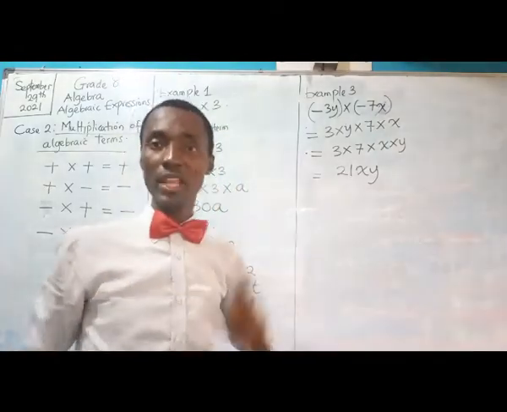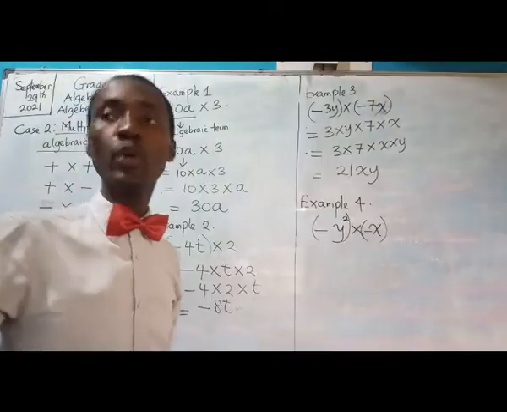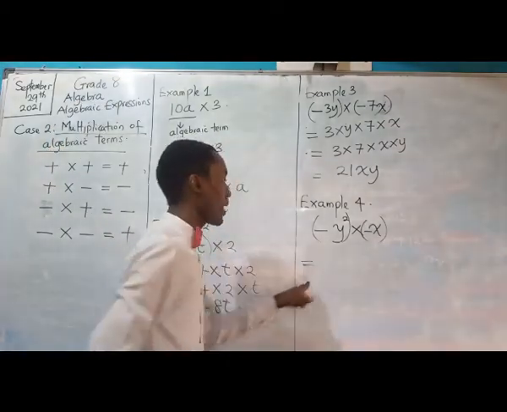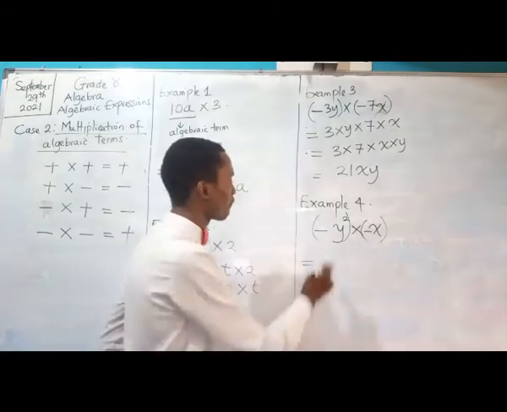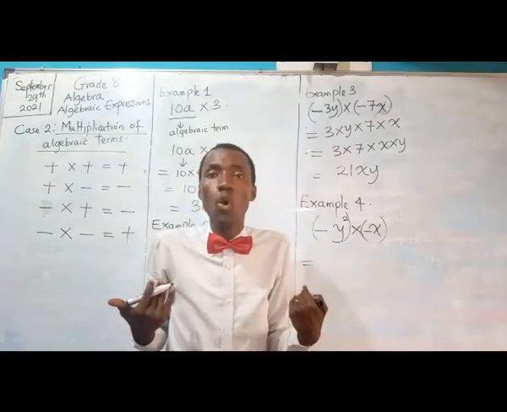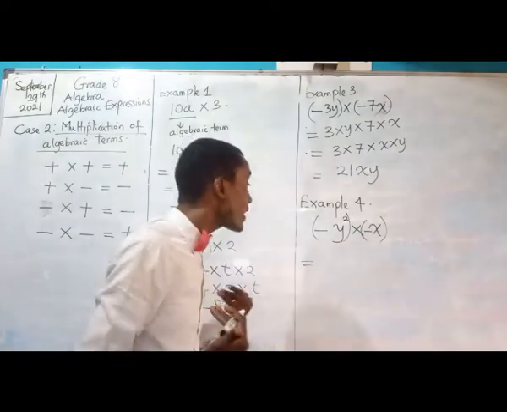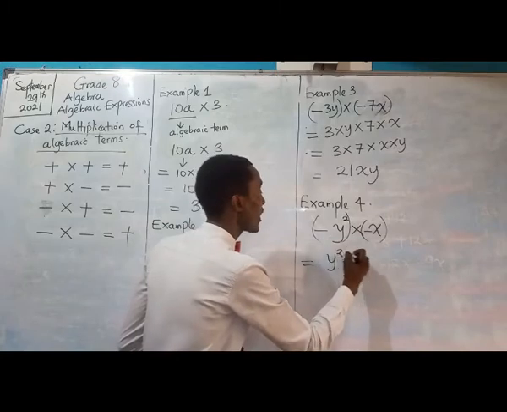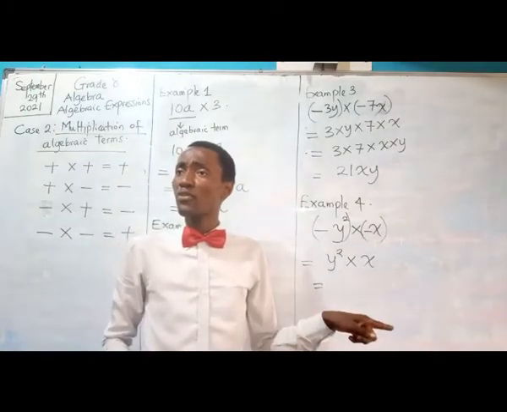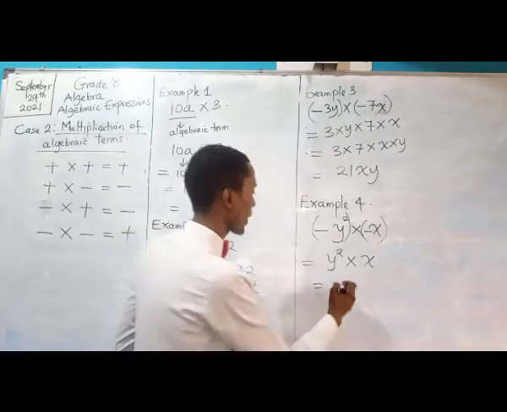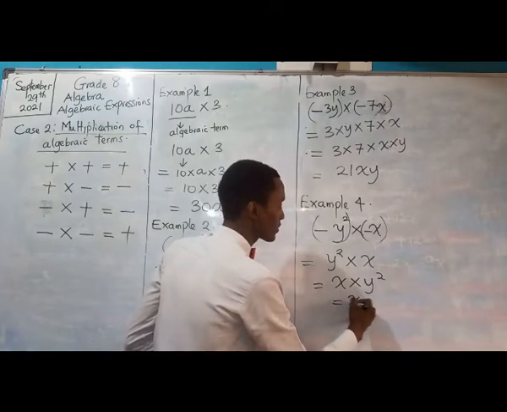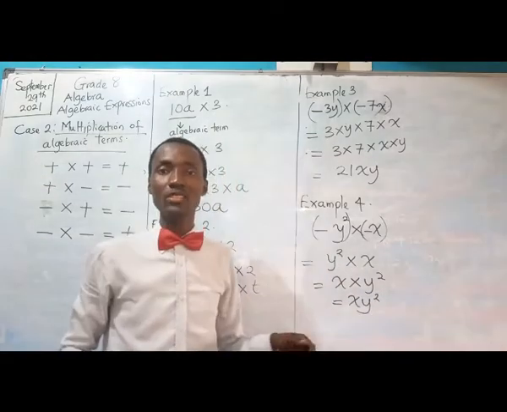Alright, so that's for example 3. Let's go to example 4. So how do we go about solving this? Quite simple again. Start by putting your equal to sign. Now, negative times negative is what? Positive. So I know my answer must be positive. The next thing I do is to say y squared times x. So I've told you that x must come before y, is that not? So this will now be x times y squared, which will be xy squared. And that solves that.